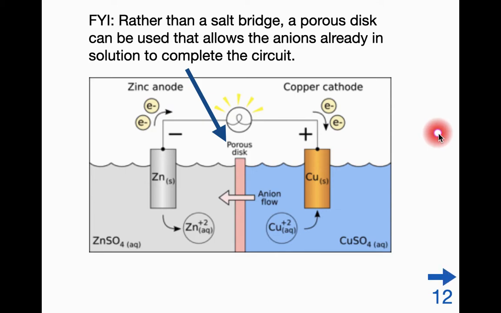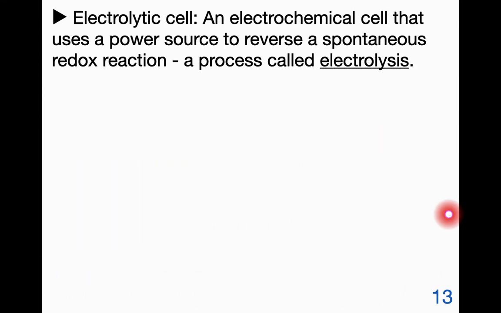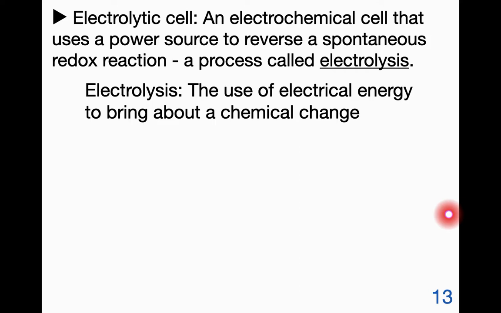All right, now this was all voltaic cells. There's another type of electrochemical cell that we need to talk about, and that's called electrolytic cells. Electrolytic cell, a chemical cell that uses a power source to reverse a spontaneous redox reaction, a process called electrolysis. Electrolysis, the use of electrical energy to bring about a chemical change. Here's an example.